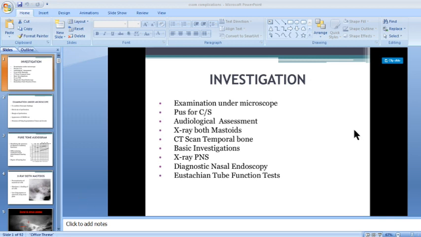So we'll start. Today our main topic will be mainly dealing with the unfinished part of CSOM, that is mainly the investigation and management, and then we will go to the complications of CSOM.